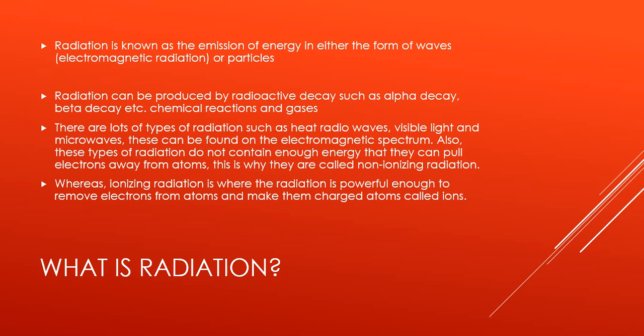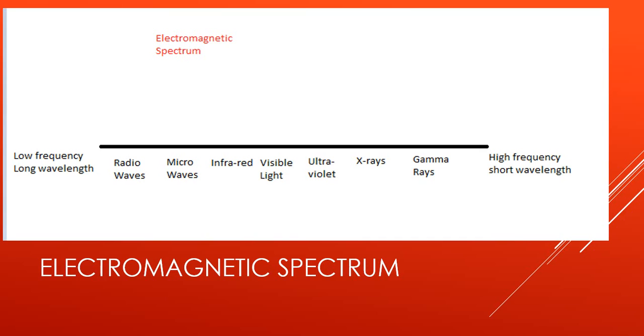If these types of radiation did have the power to pull electrons away from atoms, that would be called ionizing radiation. Examples of that are alpha radiation, beta radiation, and gamma radiation, whereas radiation such as visible light, heat, and radio waves are non-ionizing because they aren't powerful enough to take electrons away from the atoms.